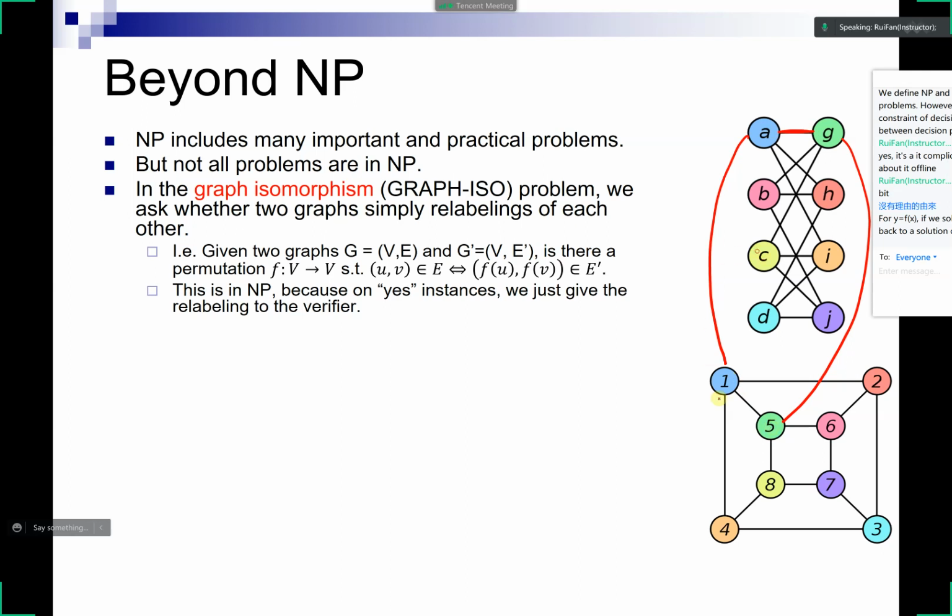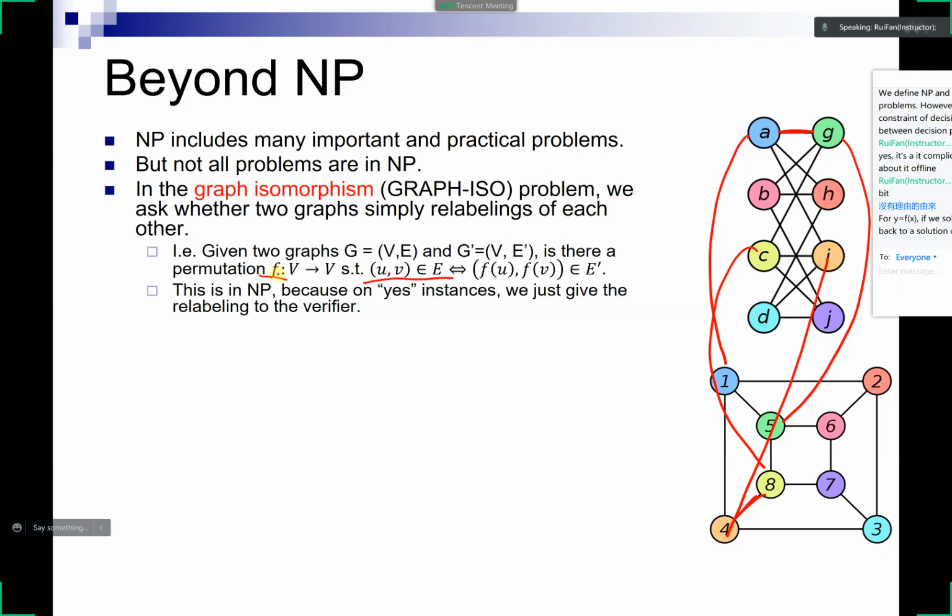Like for example, the yellow and this orange are connected in the top graph, and they're connected in the bottom graph. So this means that it's possible to take the 8 vertices in the top graph and map them to the 8 vertices in the bottom graph, and you can preserve all of the edge relationships with this mapping.